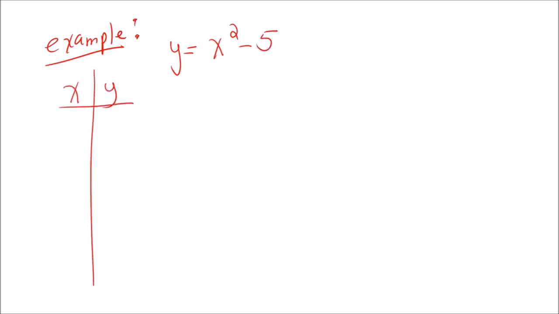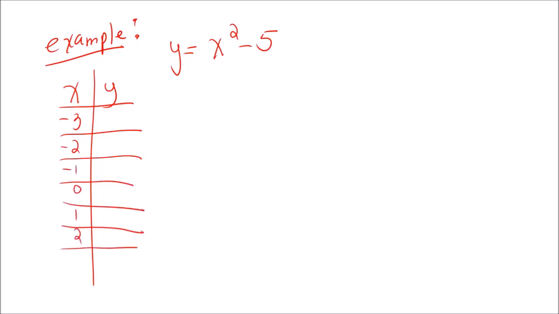Let's take an example. This is an example that would be very frequently used in homework. You're asked to graph y equals x squared minus 5. And out to the side, you're given a long table. And you're given these values: -3, -2, -1, 0, 1, 2, and then 3. Your first job would be to complete this table.